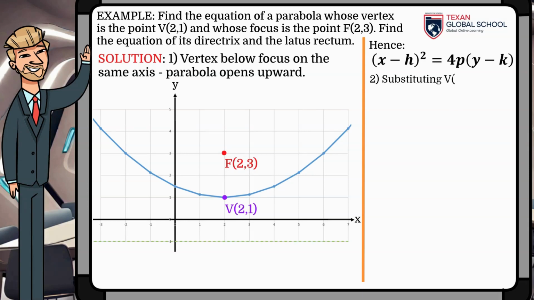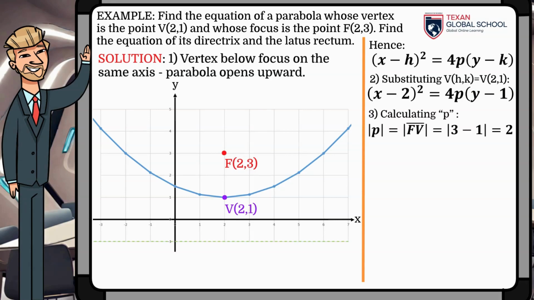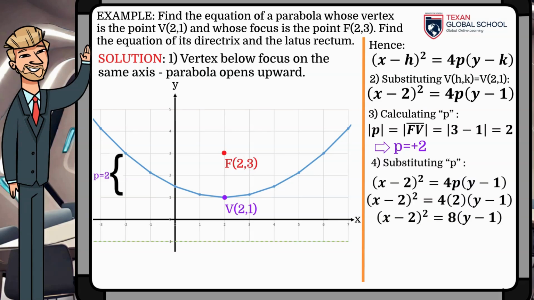Now, we can calculate the value of p considering that p is the length of the axis segment between the vertex and the focus. Subtracting the ordinates between the given points, we obtain a value of p equal to 2. We confirm that the parabola opens upward since the value of p is greater than 0. Now, substitute p to obtain the equation of the parabola as x minus 2 squared equals 8 times y minus 1. From the equation we can see that the length of the latus rectum is the numerical coefficient of the first degree term. This is equal to 8.